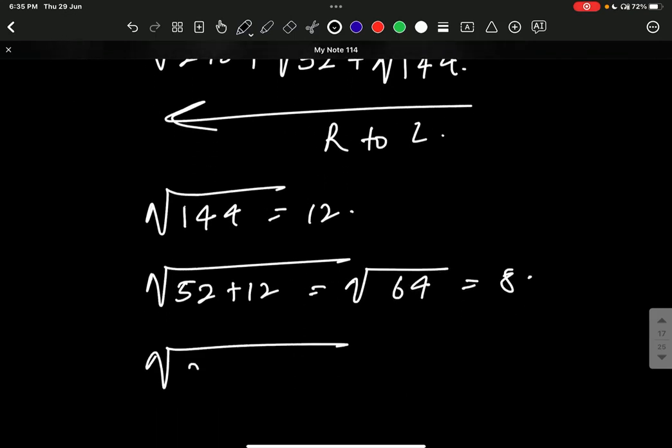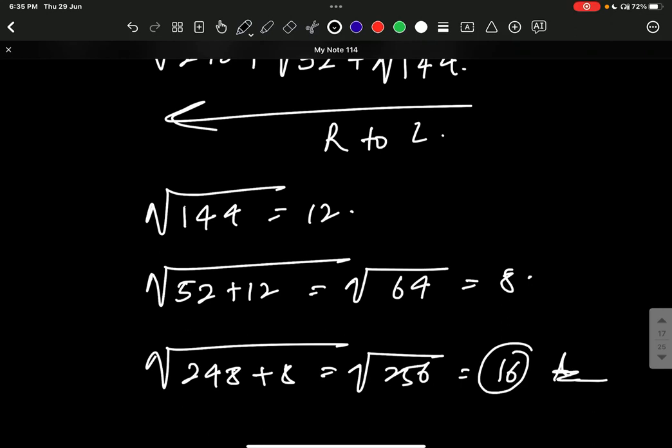Then what is under the root of 248 plus 8? That is under the root of 256. So 16 is the right answer. I hope you are getting the things. So in this way you can calculate and solve the questions very easily.